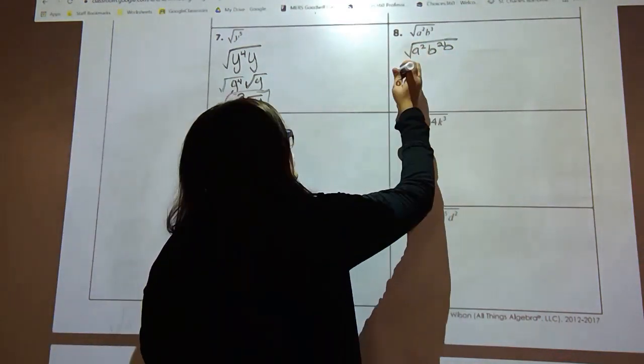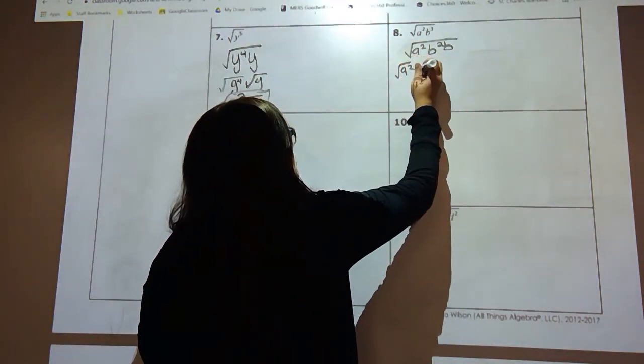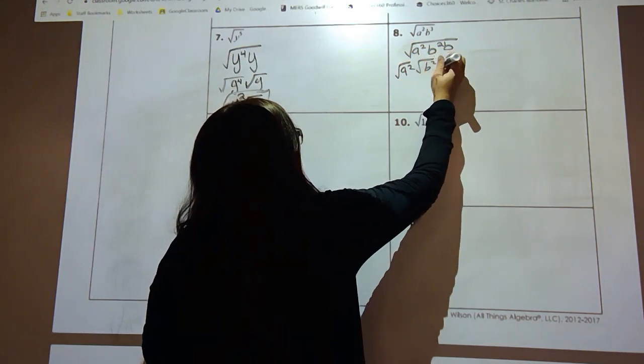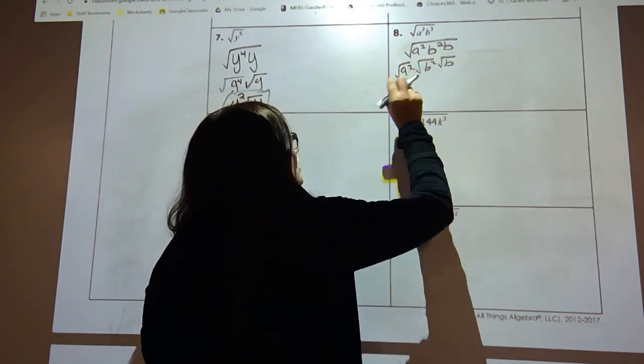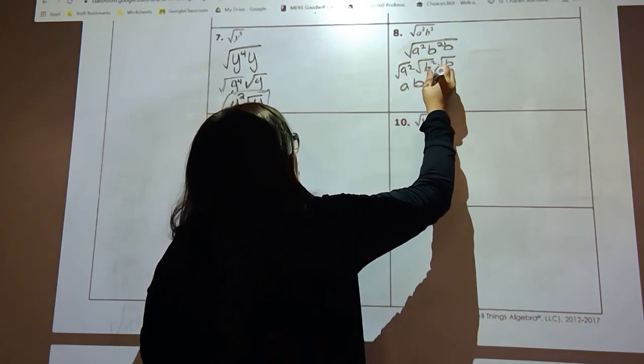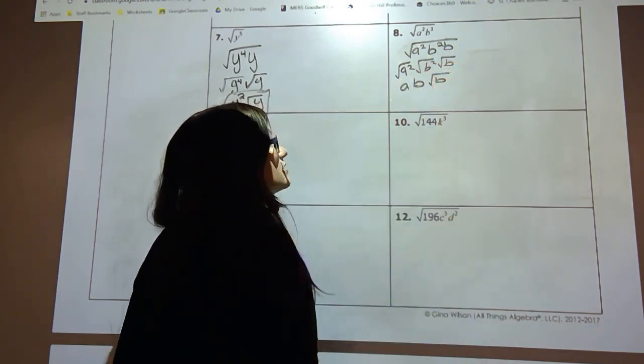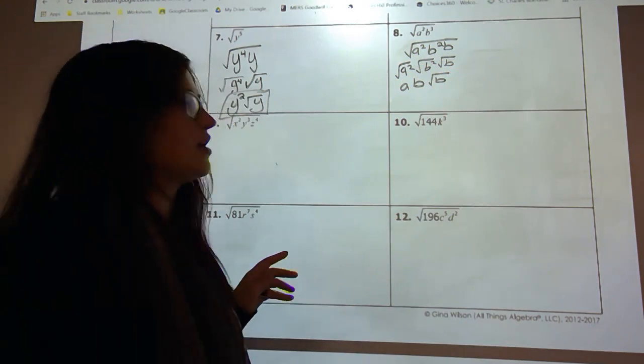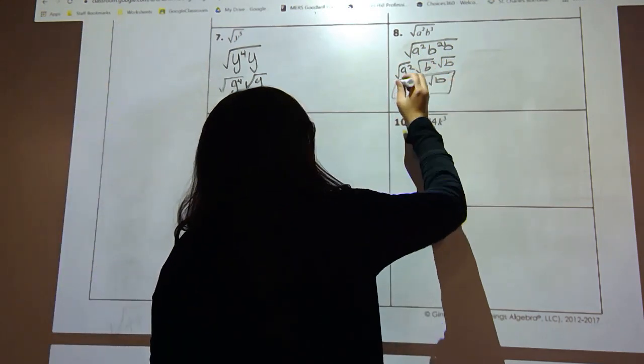So here I have the square root of a squared, the square root of b squared, and the square root of b. I know the square root of a squared is a, and the square root of b squared is b. I don't know what the square root of b is, so it has to stay underneath your radical.